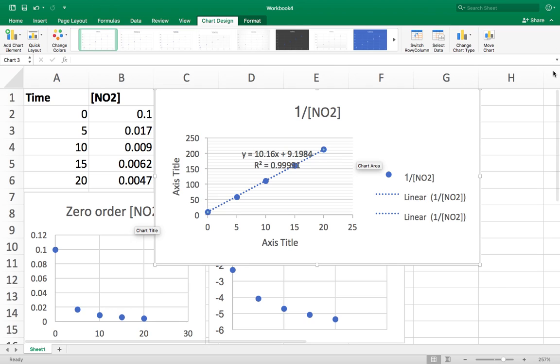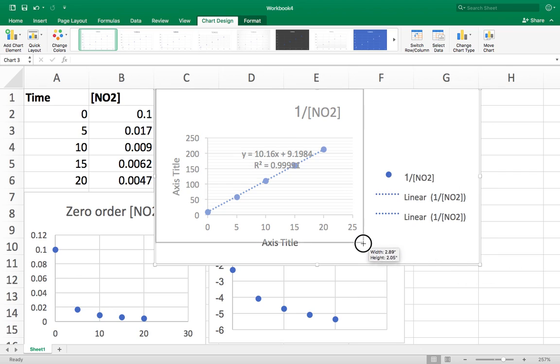Your rate constant is 10.16. Yeah. Right? y equals mx plus b. 10.16. Wow, okay. Well, that's useful. It is useful. It's handy. You know what else is handy?